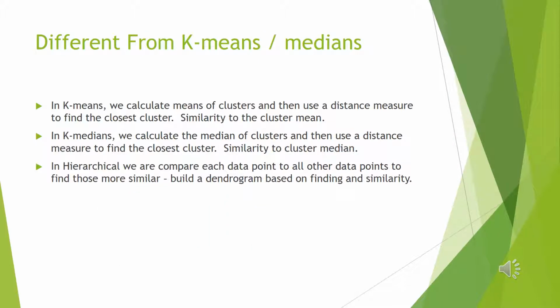You can see from the example on the previous slide, hierarchical agglomerative clustering is quite different from k-means or k-medians. Remember, in k-means, we calculate the means of clusters and then use a distance measure to find the closest cluster. So we're really looking at the similarity to the cluster mean. In k-medians, we calculate the median of clusters and then use a distance measure to find the closest cluster. Also similarity to the cluster median. But in hierarchical, we are really comparing each data point to all the other data points to find those that are most similar and then build a dendrogram based on findings and similarity.